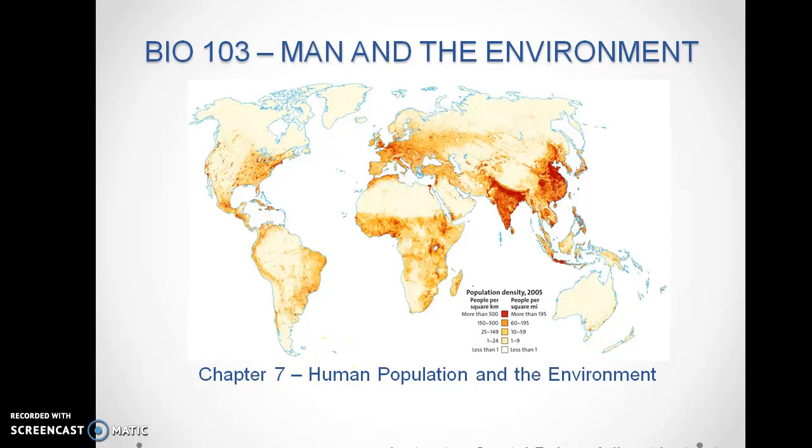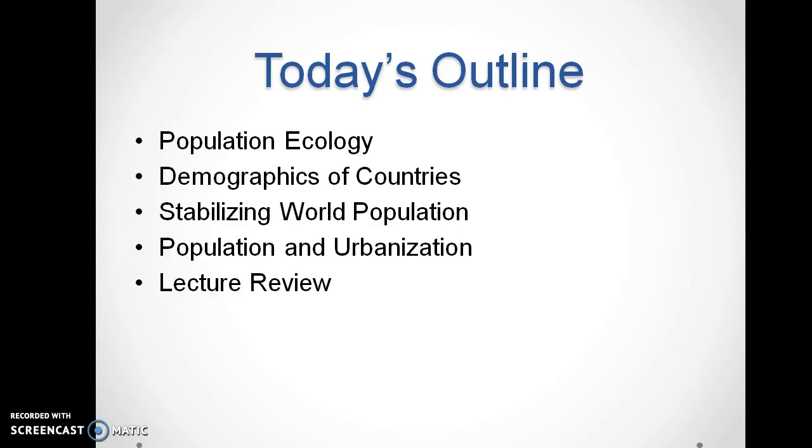Chapter 7, Human Population and the Environment. So after having gone through chapters 1 through 4 consecutively, we're going to start skipping around a little bit. I will address chapter 5 a little bit later on in the semester, but next we're going to jump up to chapter 7, starting to talk about human population.